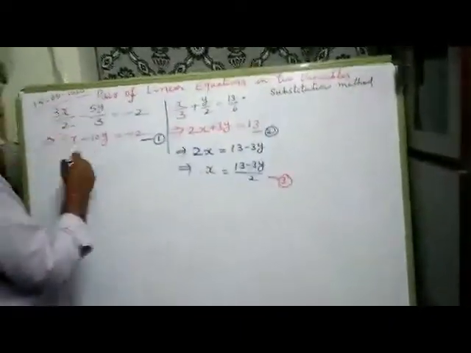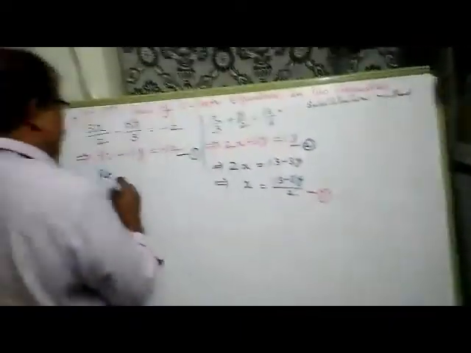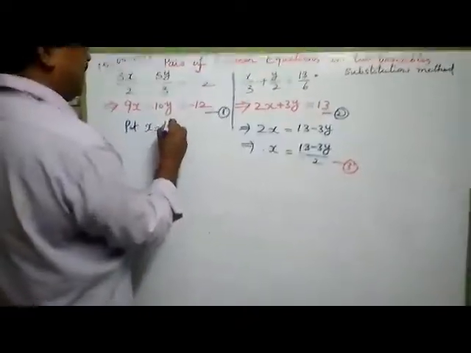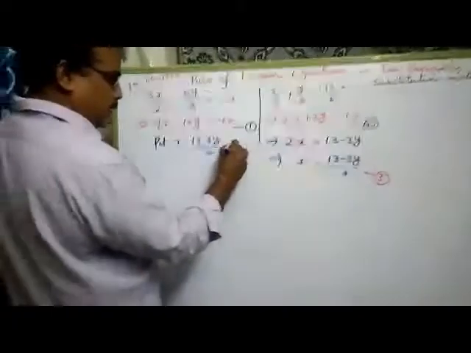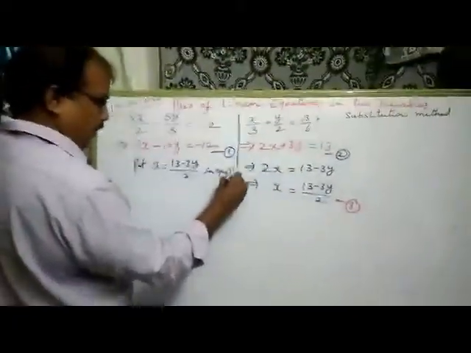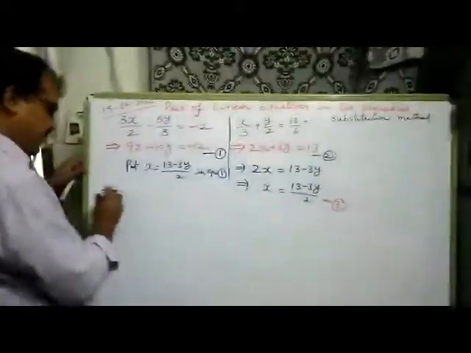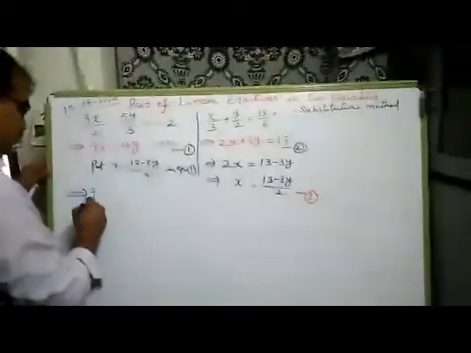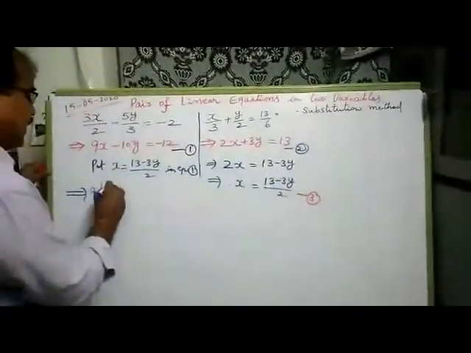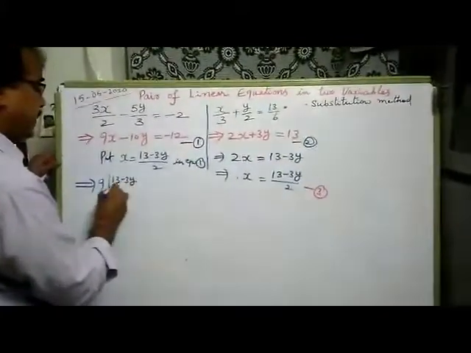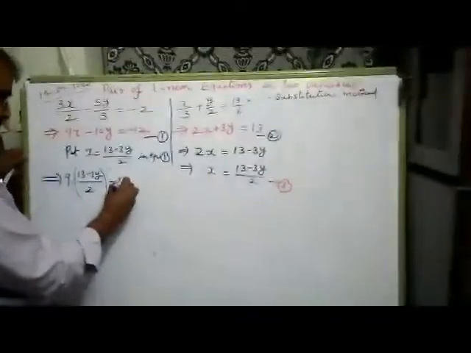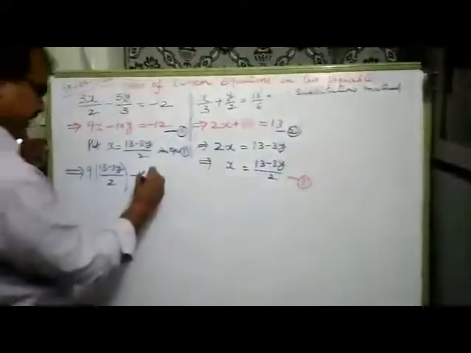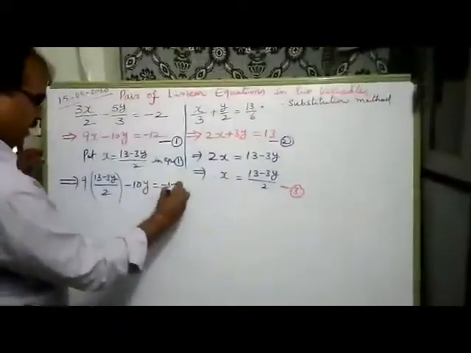Put x is equal to 13 minus 3y by 2 in equation 1. That implies 9 into 13 minus 3y by 2 minus 10y is equal to minus 12.